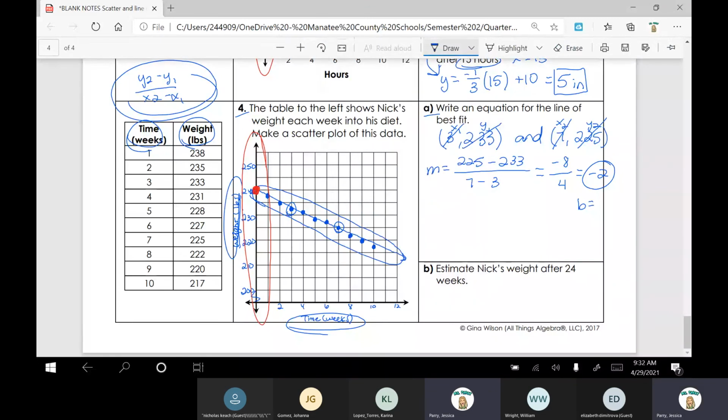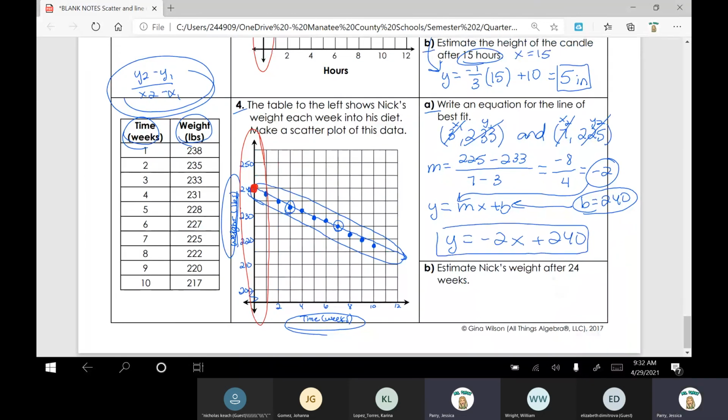So let's say B equals 240. And then plug it into this formula, y equals mx plus b. M goes here, b goes here, so y equals, instead of m, we got negative 2. Here's the x, and then our plus b, but b is 240. So there's our formula. Then our last part here says estimate Nick's weight after 24 weeks.